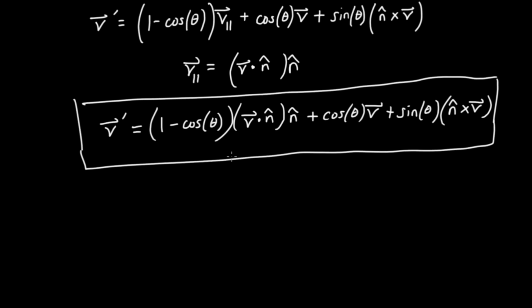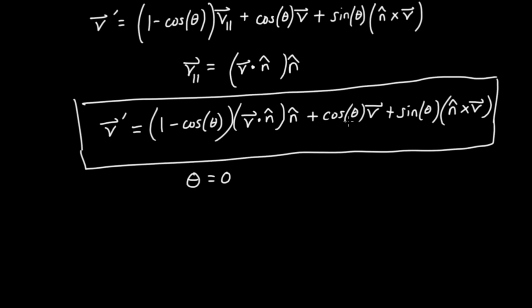Let's do a bit of a sanity check here to make sure this formula makes some sense. Let's consider the case when theta is equal to 0. So that means the vector isn't really being rotated at all. Nothing's being done to it. So let's look at this first term. I'm going to have 1 minus cosine 0. So I'm going to have 1 minus 1, which means 0, which means this whole first term disappears.